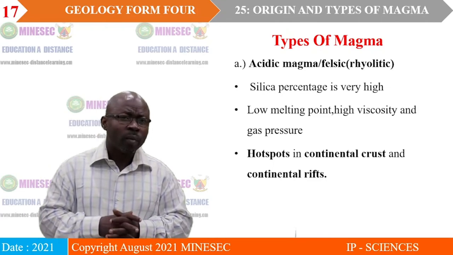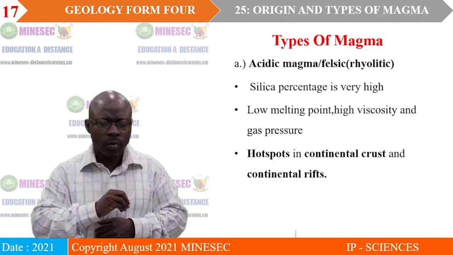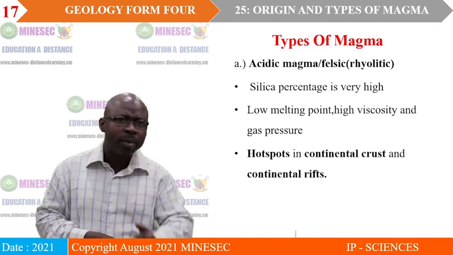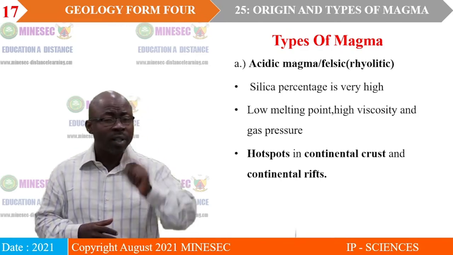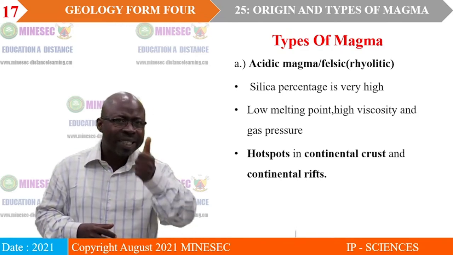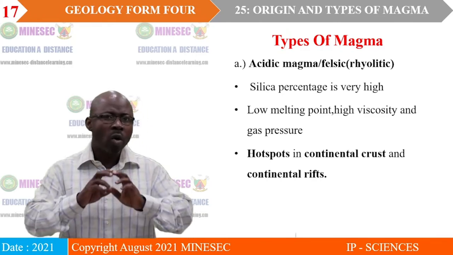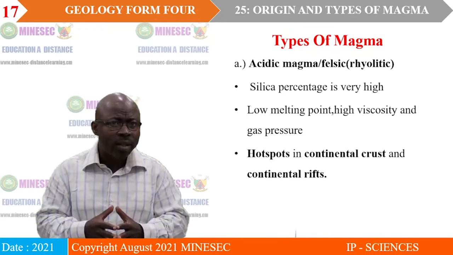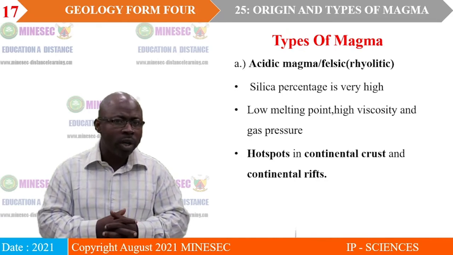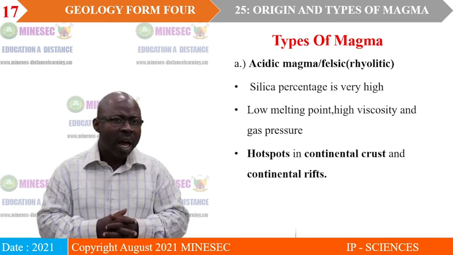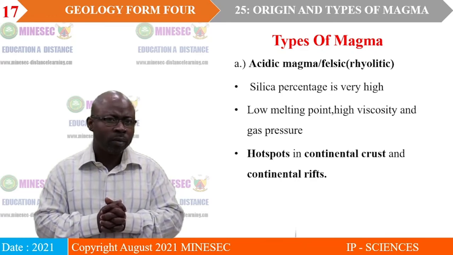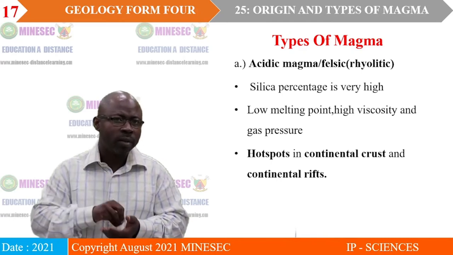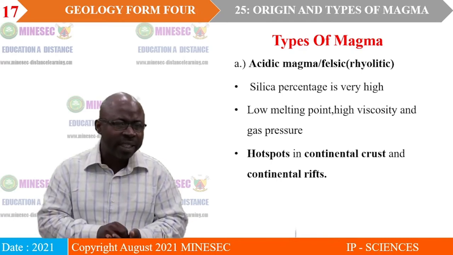We already said that the type of magma formed will depend on the nature of the material. Hence, there are the following types of magma. The very first type that we have seen, based on the properties of magma, is what we call the acidic magma, or felsic, or rhyolitic magma. This particular type of magma has a very high silica percentage, a low melting point, and high viscosity and gas pressure. It is found along hot spots in continental crust and continental rifts. These are the principal characteristics of acid magma.